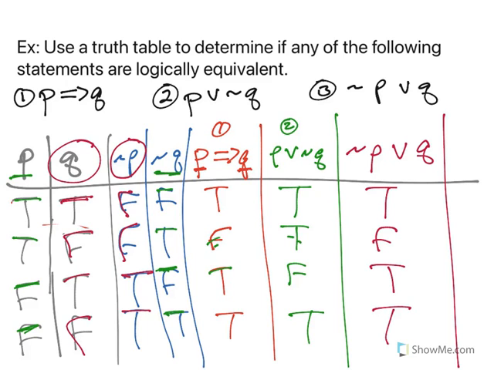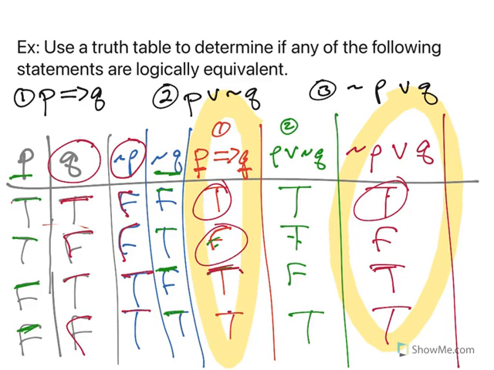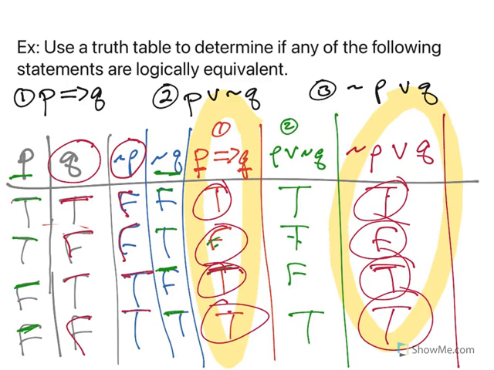Okay, now let's compare. I have trues at the top, then I have a false, then I have a true, and a true, and a true. Oh my gosh, if we look at 1 and 3, you will see that they are equivalent because of the truth values, right? They work all the way down. So we could say if P then Q is logically equivalent to not P or Q. And that's how we know because of the truth table.